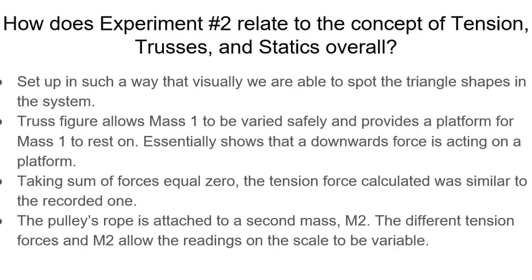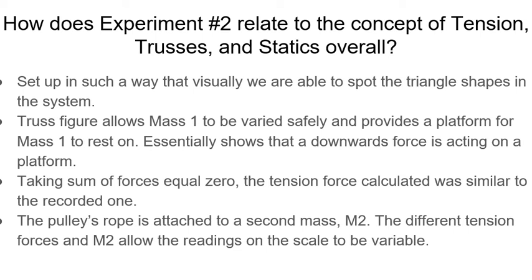From this experiment, we were able to visualize some of the concepts of statics. The experiment was set up in such a way that we were able to spot the triangle shapes in the system, which is related to trusses. The truss figure allows mass 1 to be varied safely and provides a platform for it to rest on. Essentially, it shows that a downwards force acts on the platform where the mass is placed.